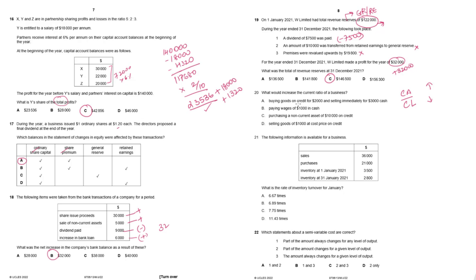Buying goods on credit for 2,000 and selling immediately for cash 3,000. So when you do this, your current assets have increased by 1,000, because you gave inventory, but in return you got 3,000 cash. Sorry, current assets is increasing by 3,000 while the current liabilities is increasing by only 2,000. So numerator is increasing by a greater amount compared to the denominator. Now you might feel that this will increase the current ratio, but it depends.